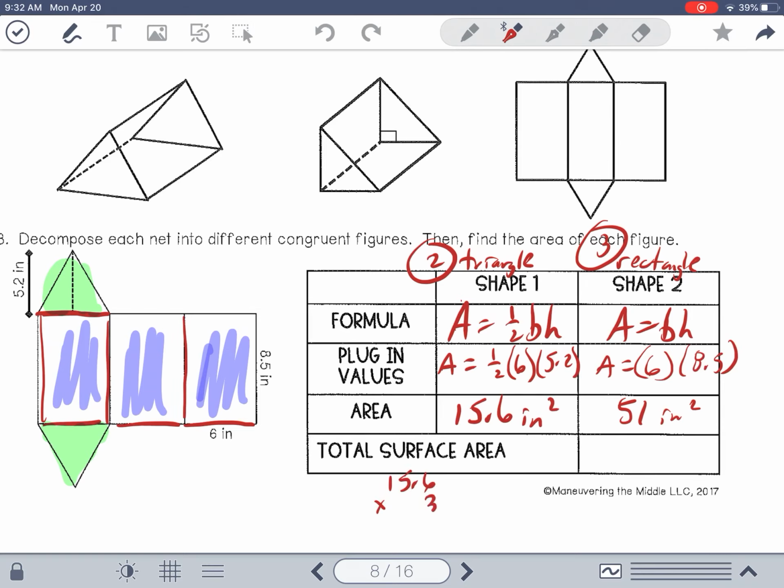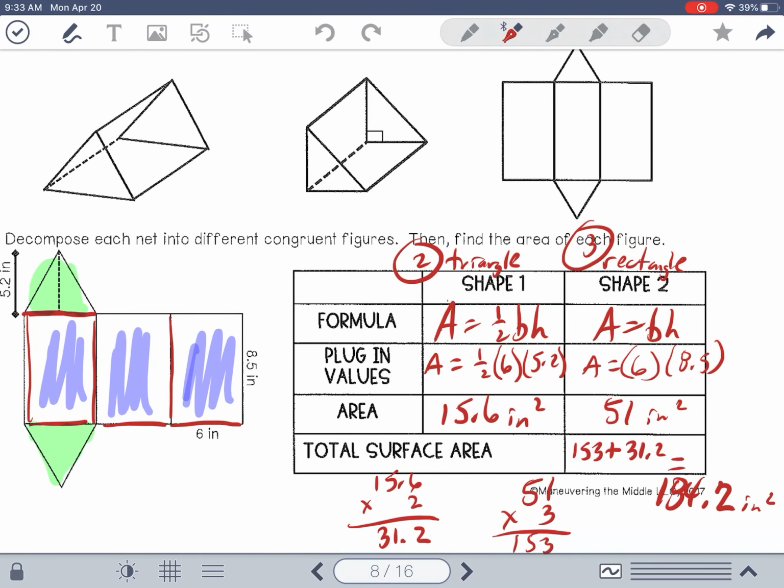Okay, so you'll say 15.6 times 3. Okay, that would give me, I did it again. 15.6 times 2, which is 31.2. Okay, then you get 51 times 3, which gives me 153. So then you're going to add up 153 plus 31.2. That will give me 184.2 square inches. I know I went through this very quickly, but surface area of composite figures is all it is.